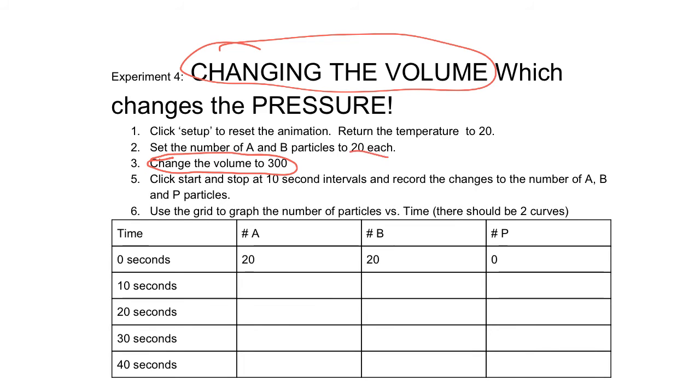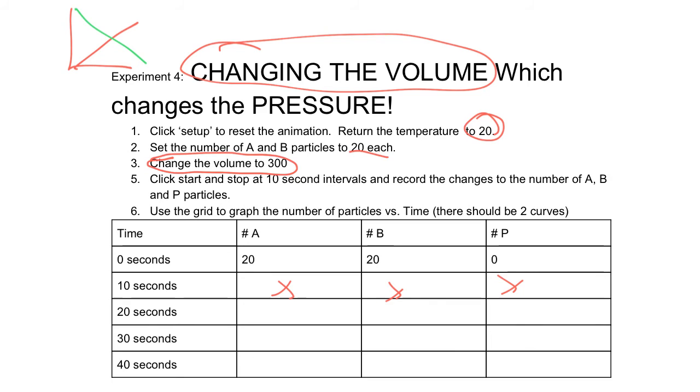A and B back to 20 each, so 20 green, 20 blue. You're going to change the volume to 300, make sure the temperature's at 20, and then you're going to record your numbers. And you're going to plot your curves. Your red should be going up, and your green should be coming down.